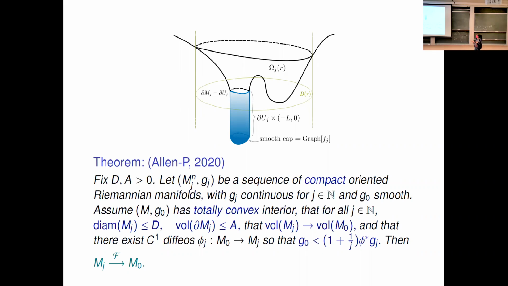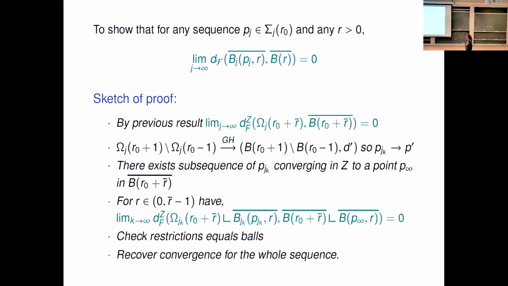Good. And this proves the first theorem: the convergence of the regions that we get when we intersect with cylinders. My second theorem, the pointed convergence theorem. So what we know is that these regions are converging. And we want balls to converge.